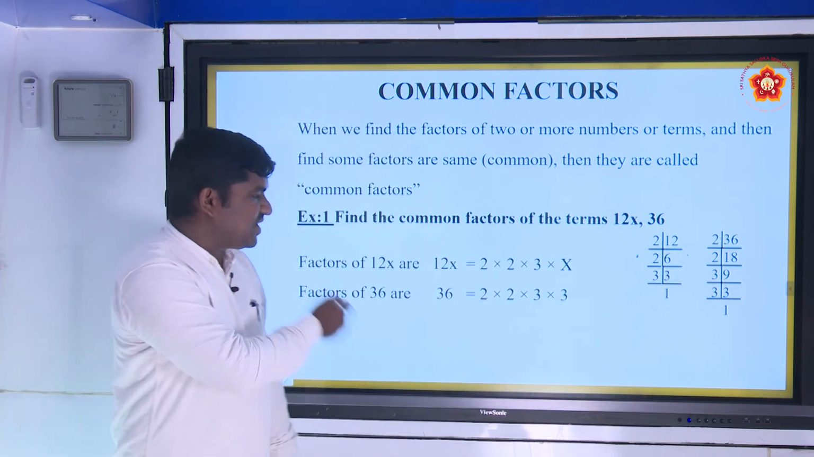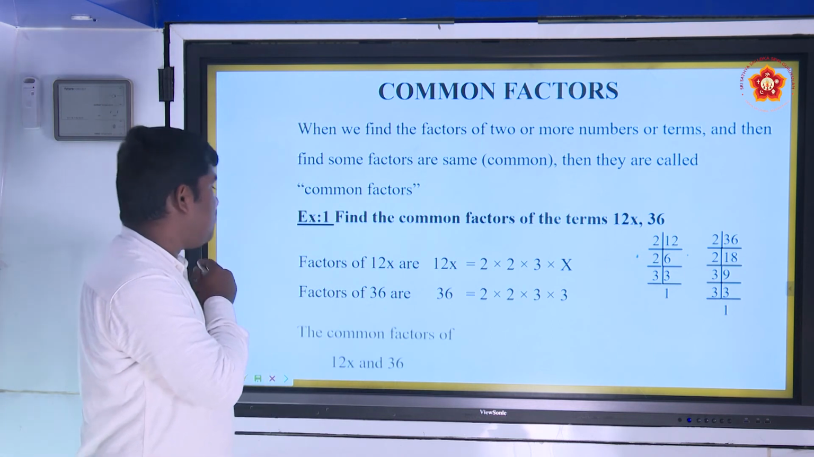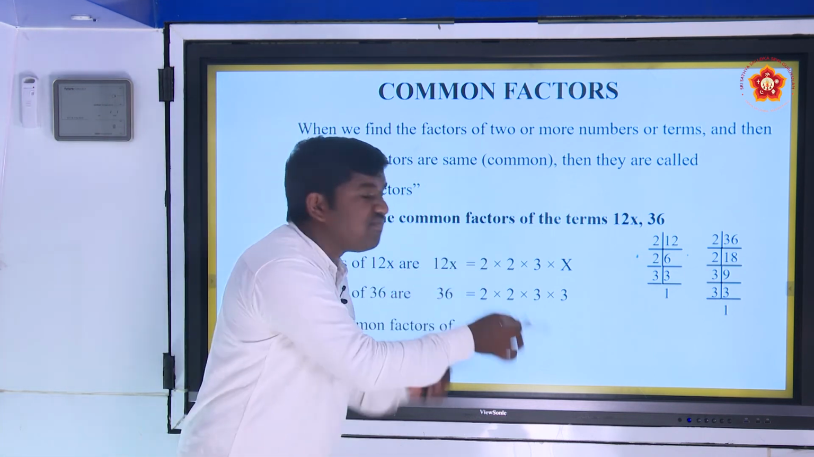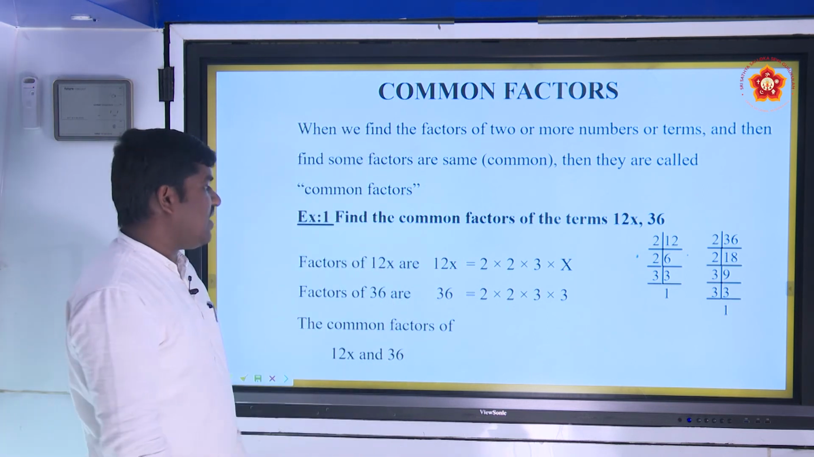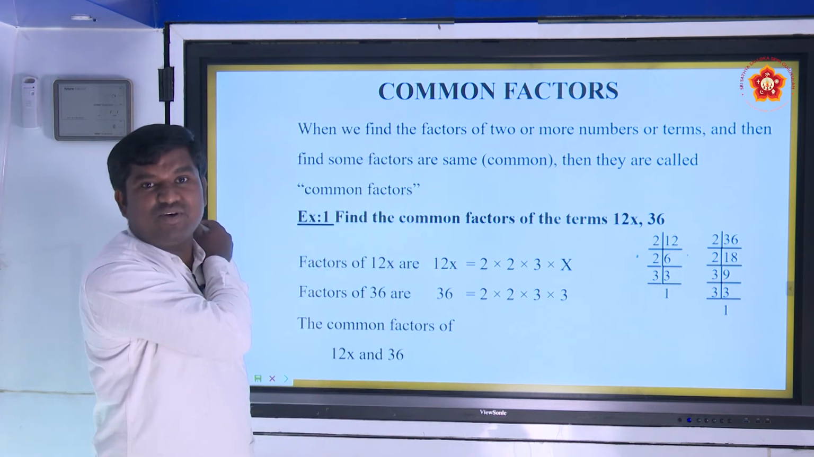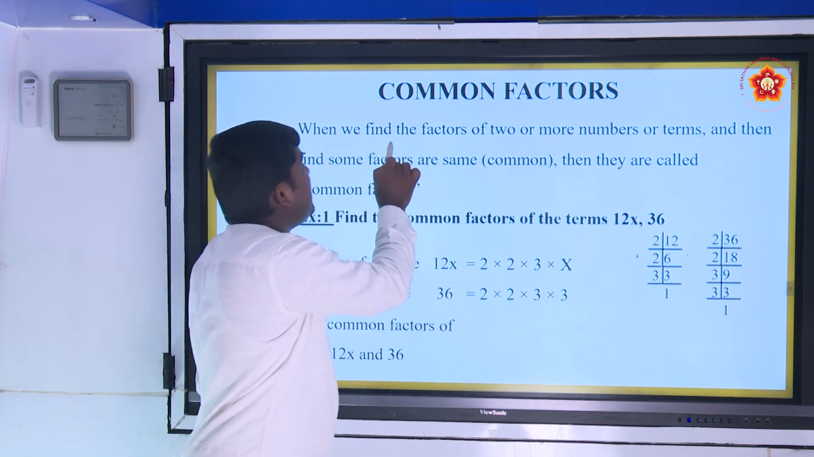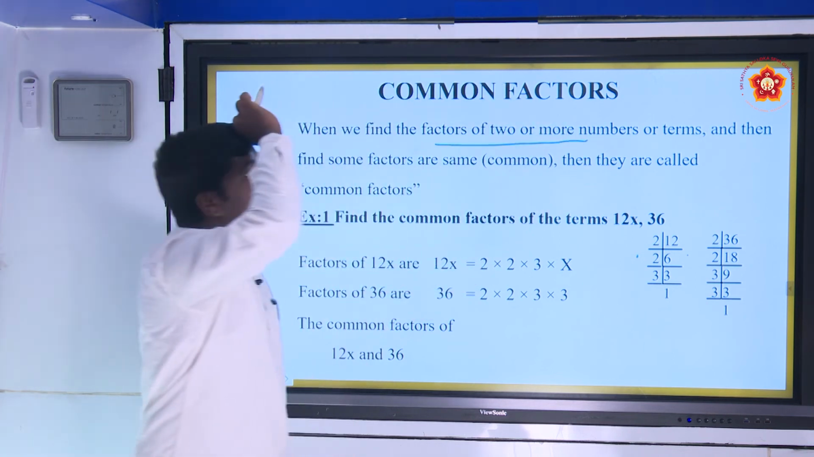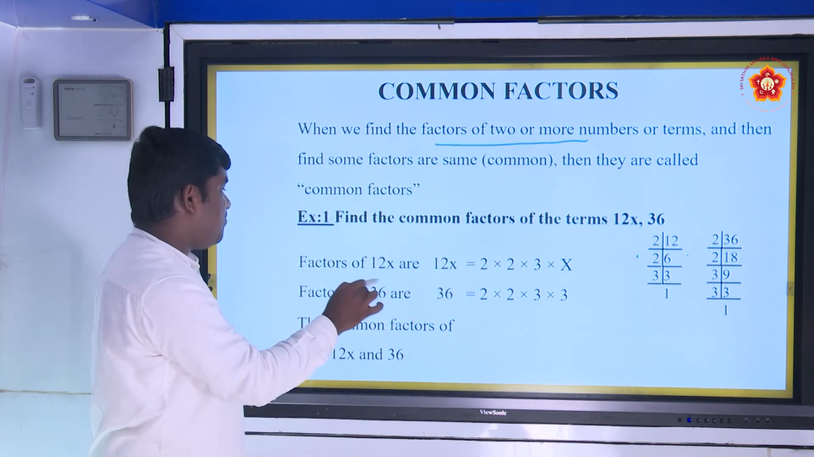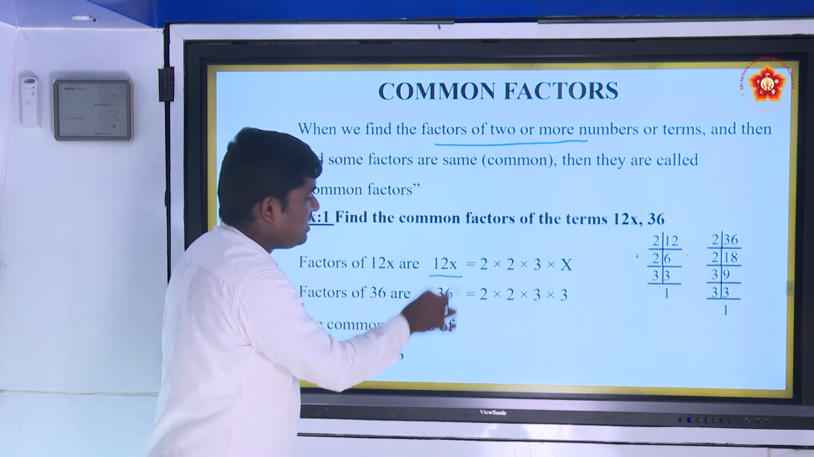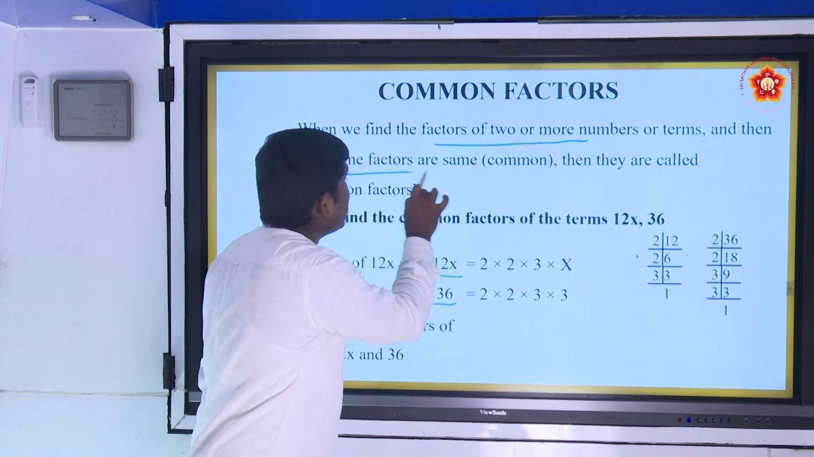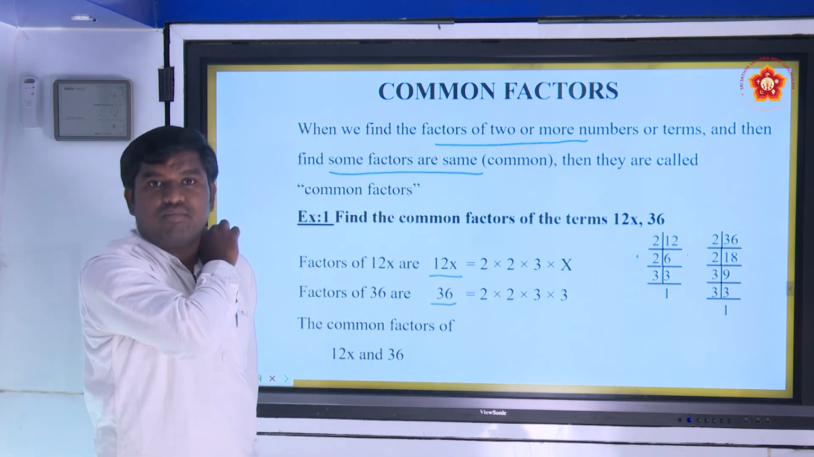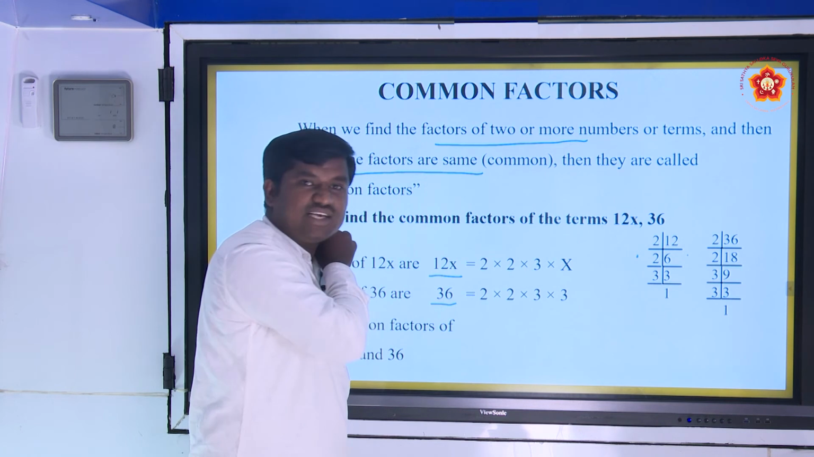Observe this. Now we have to find out the common factors of the terms 12x and 36. What is the definition of common factors? When we find the factors of two or more numbers or terms, we then see which factors are the same. Now we have found the factors of 12x and 36. Observe which factors are the same.